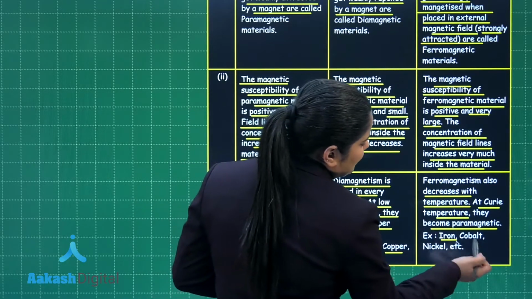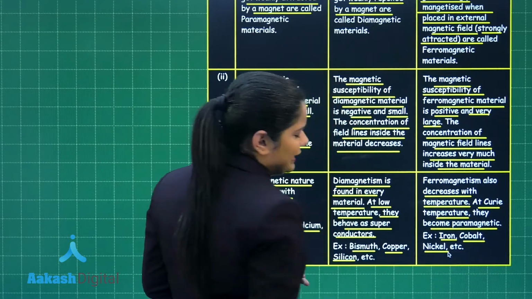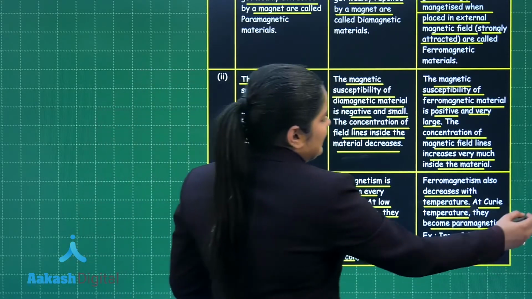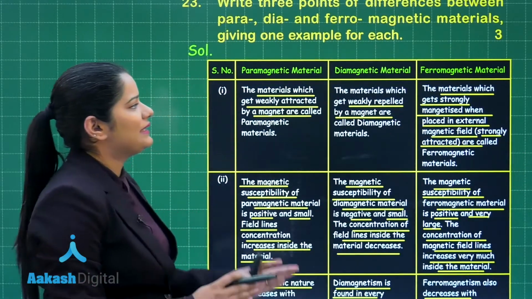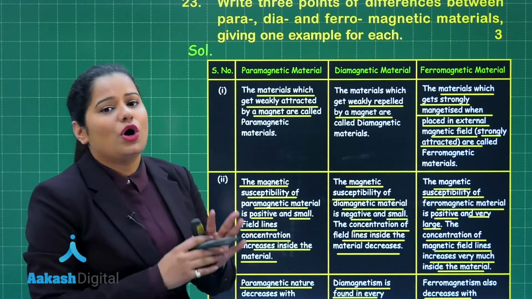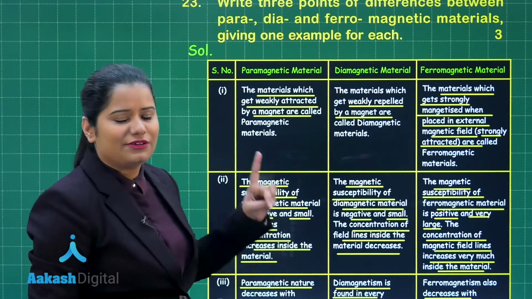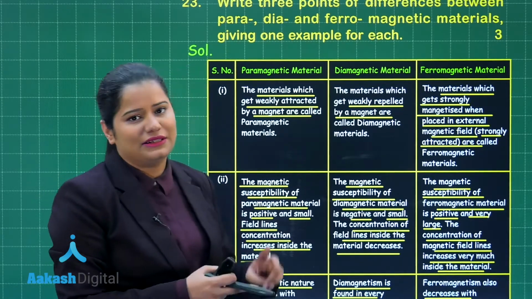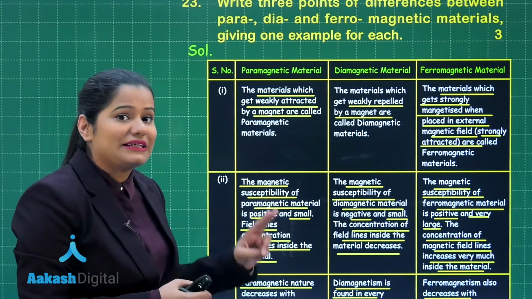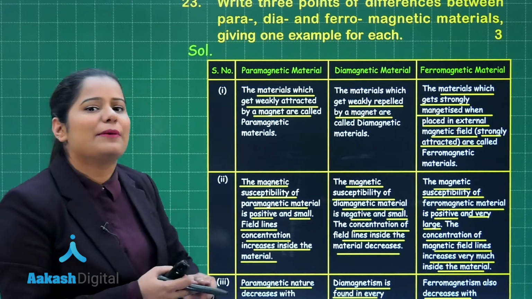Examples of ferromagnetic materials are iron, cobalt and nickel. So here we have taken up the differences between the paramagnetic, diamagnetic and ferromagnetic material on the basis of three parameters. The first one is attraction and repulsion in the external magnetic field. The second one is the magnetic susceptibility and the third one is the temperature.